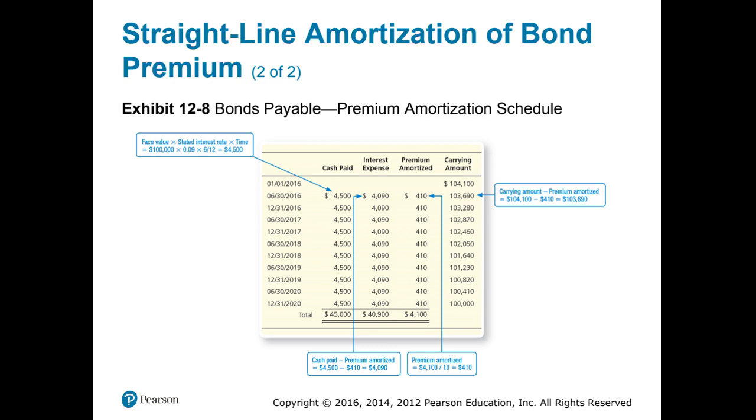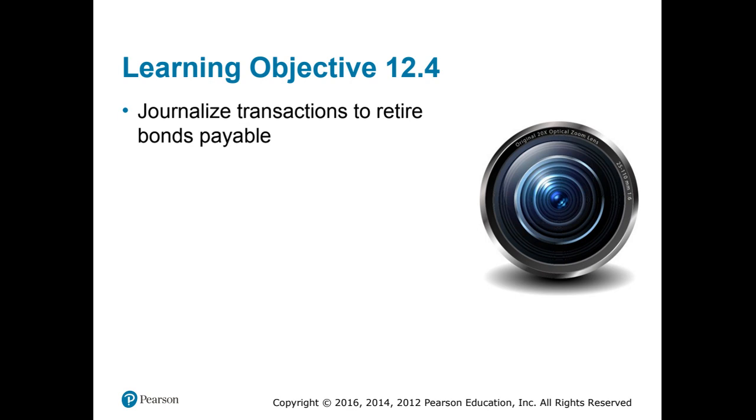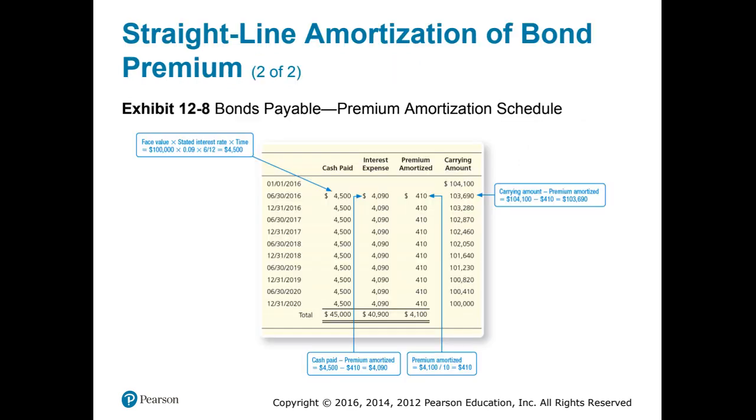And at the end, your cash paid should total the 4,500. And then you'll also see what your total interest expense was and what your total premium was. And your carrying amount, so we started with 104. We're going to end at 100 because we're just looking at the premium right here. And so our total premium amortized is the 41. Does anyone have any questions so far? Okay.